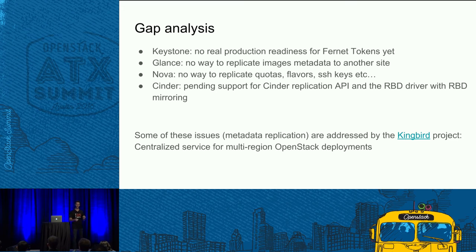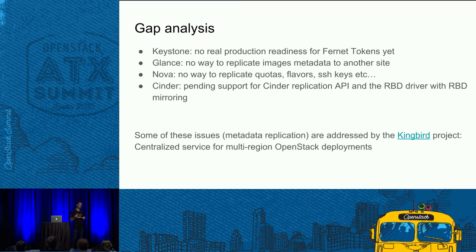So now let's do a final recap about the gap analysis. One is about Keystone, but this one should be solved by Newton. That's the goal of the Keystone team. No real production readiness for Fernet tokens yet. Then we have OpenStack metadata. Currently, there is no way to properly replicate Glance, Nova, and Cinder metadata from one site to another.